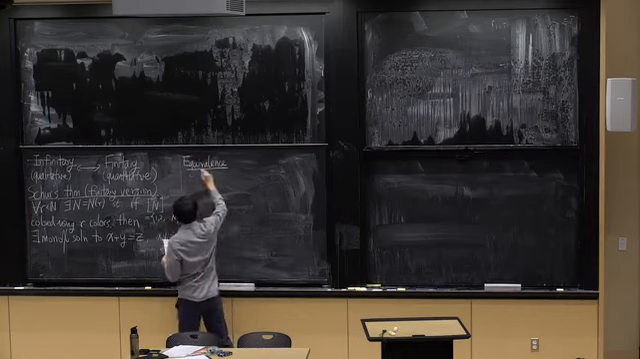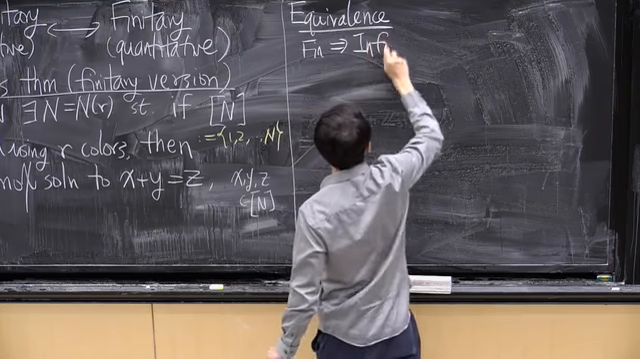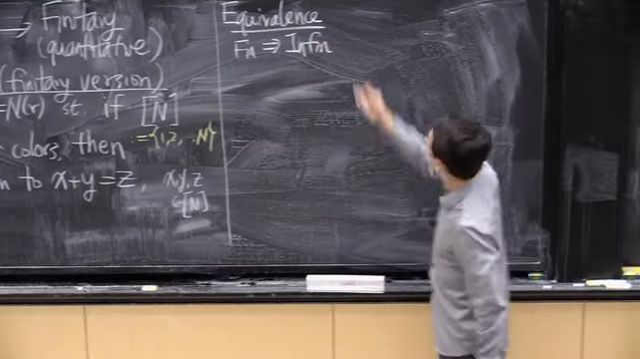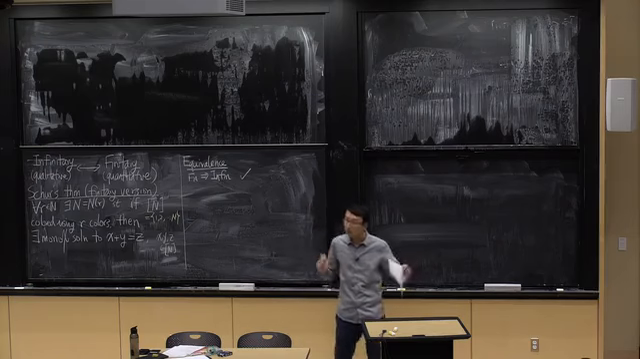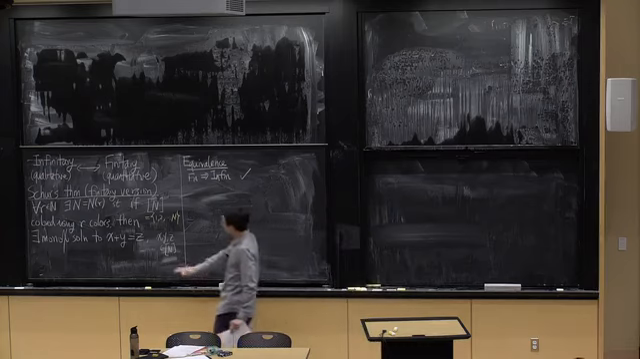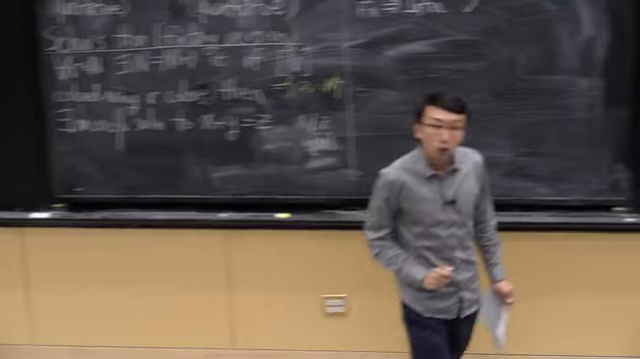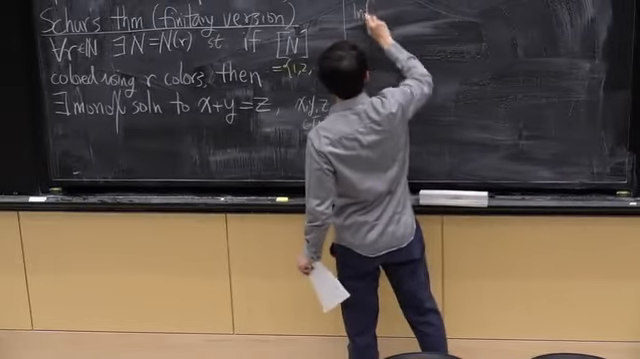The fact that the finitary version implies the infinitary version claim should be fairly obvious. Once you know the finitary version, if you give me a coloring of the positive integers, I just have to look far enough up to this n, and I get the conclusion I want.